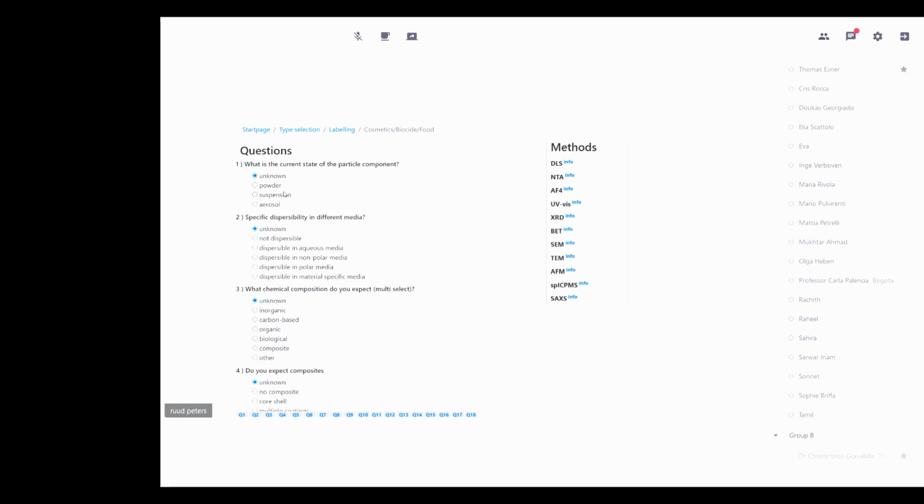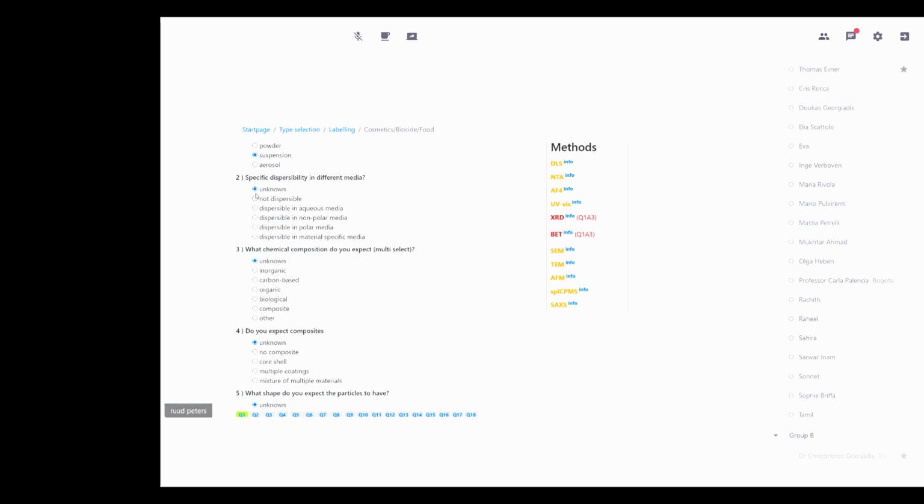And from that, I know, of course, that this material is a suspension. And you can see two methods which were mainly for powder materials, XRD and BET, turning already red. They cannot be used for this material. It's a suspension and we dilute it in water to get it in a concentration range which is suitable for the analysis. So it's also dispersible in aqueous media.